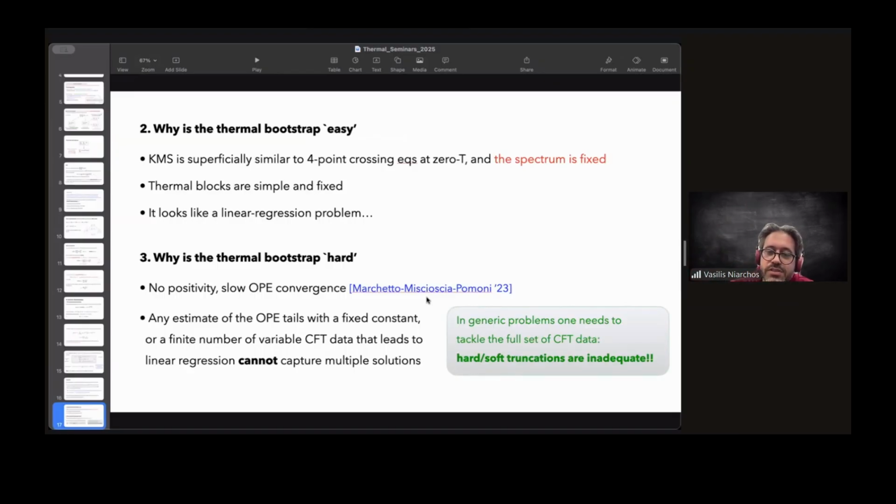And in that sense, hard or soft truncations are inadequate. That doesn't mean they are inadequate in all the problems. For example, in your application to the O(N) vector model, you got very nice results. And that is a signal that there, probably the spectrum is enough to get a fixed solution, which you can get nicely with your methods.